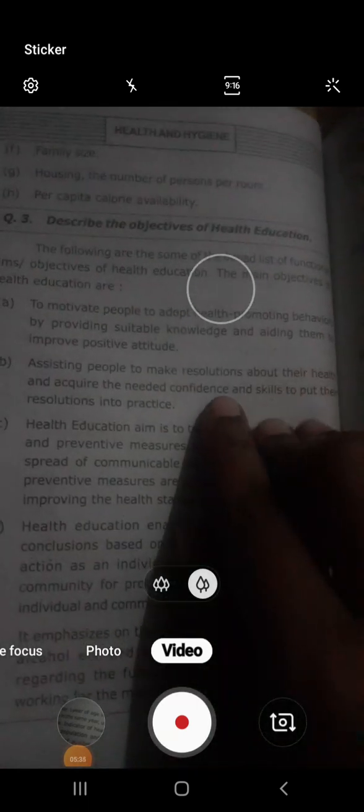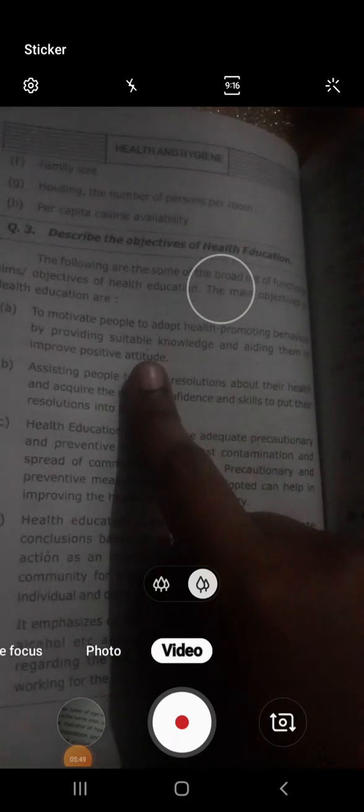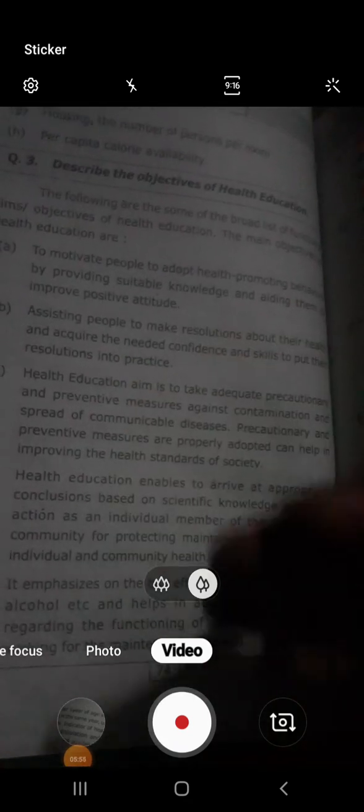The objectives of health education are the outcomes we follow in health education. The first one is to motivate people to adopt health promoting behaviors. That means we will have knowledge to improve positive attitudes. So we have to motivate people to get good health.